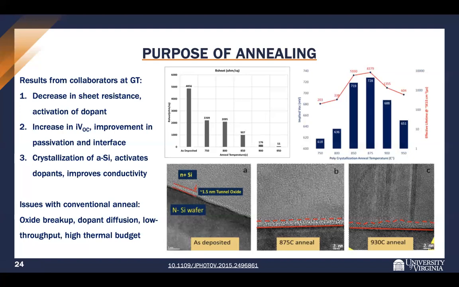So again, the issues with this high temperature annealing are that you potentially have oxide breakup. You can have dopant diffusion. This is a heavily doped region, and the dopants can diffuse into your absorber and cause recombination. It's also a low throughput process. The annealing typically takes 30 minutes to an hour, and it's a very high thermal budget step. You have to do this anneal at around 875 degrees Celsius.